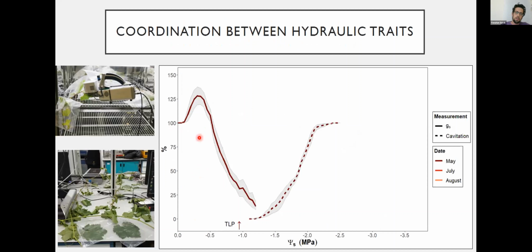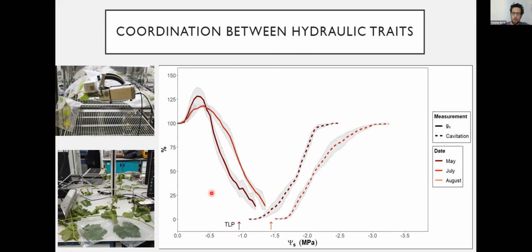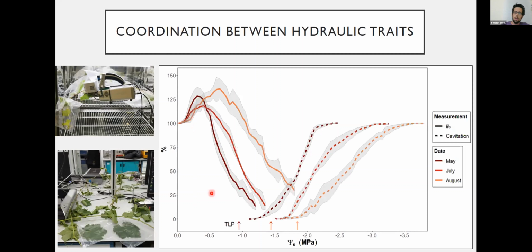To check our full hypothesis, we took branches from the no irrigation treatment 3 times in the season, and we dehydrated them while we measured the stomatal conductance here in the solid line and vulnerability curve in the dashed line. And also we had the turgor loss point of those leaves. We did it in May, in July, and August. As we expected, we found a shift in those 3 traits along the season.